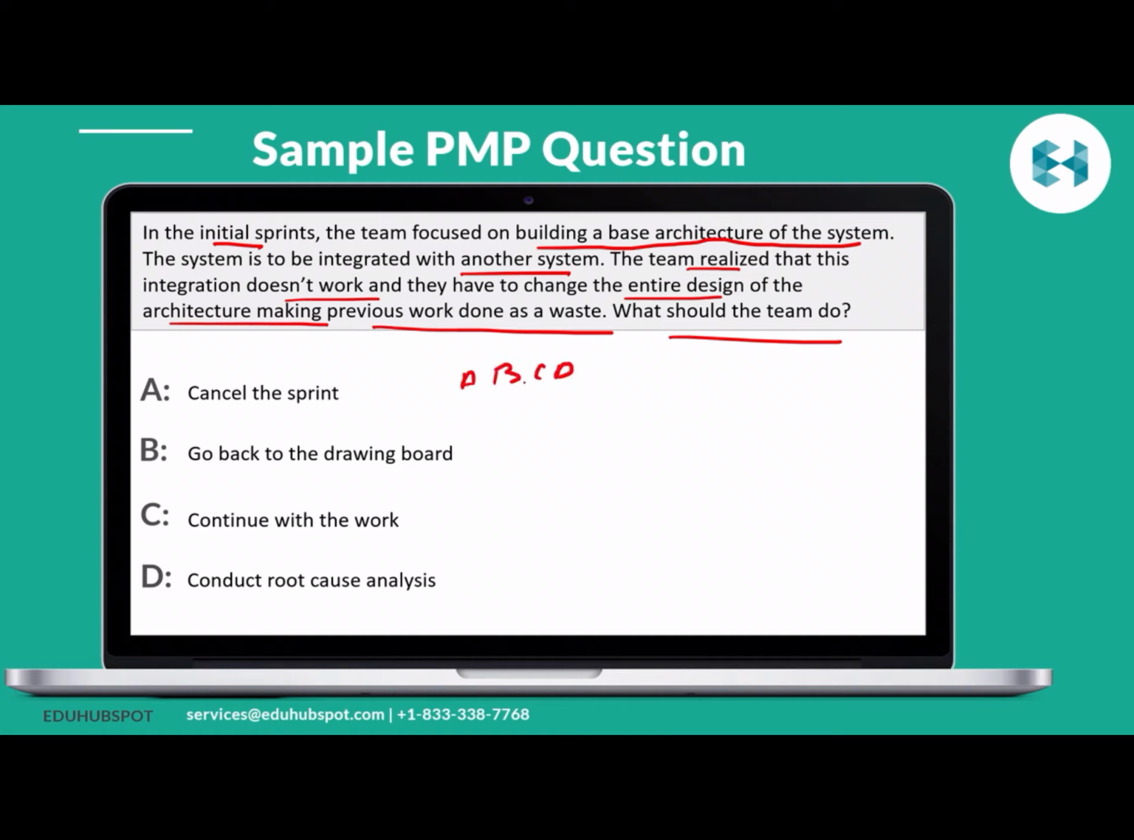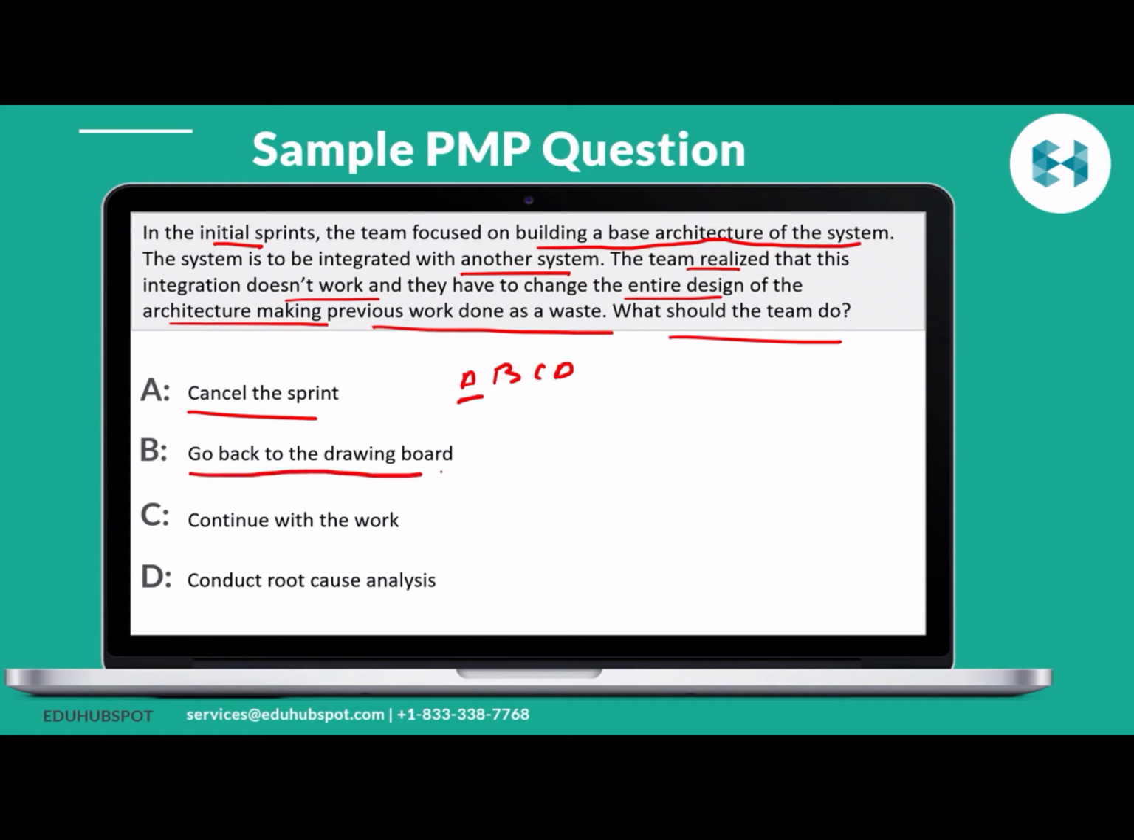Grab your pen and paper or a notepad, whatever you are using, write this down. A, B, C, D. The team realized that this integration doesn't work and they have to change the entire design. So the entire design has changed. Does it make sense to cancel the sprint? I would say not a bad idea.